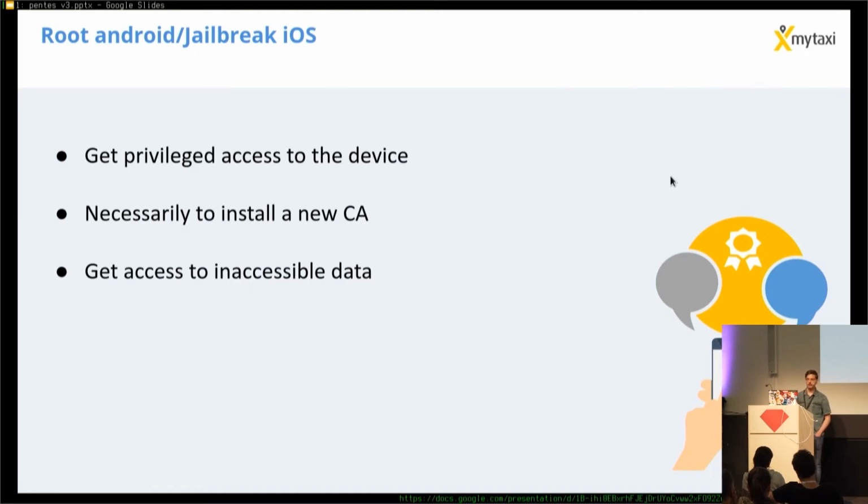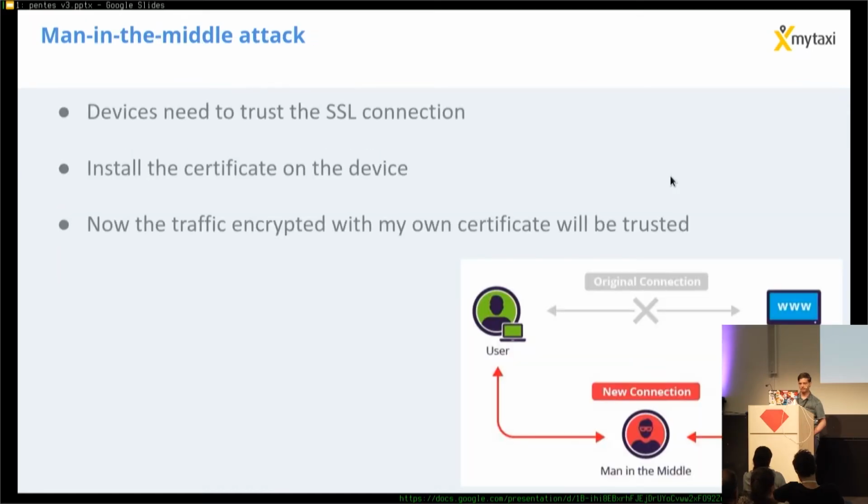So the first step would be to root the Android or iOS device, because people book taxis from mobile devices, and since both of those operating systems are quite restricted, I need to get root or jailbreak access to the device, so I can access data inaccessible to normal users. Also sometimes this step is necessary to install a new certificate authority on the device. I won't go into much detail about how to do this. You can find this all online.